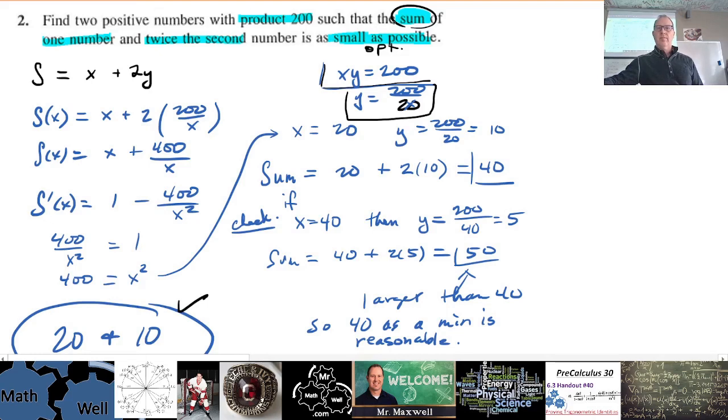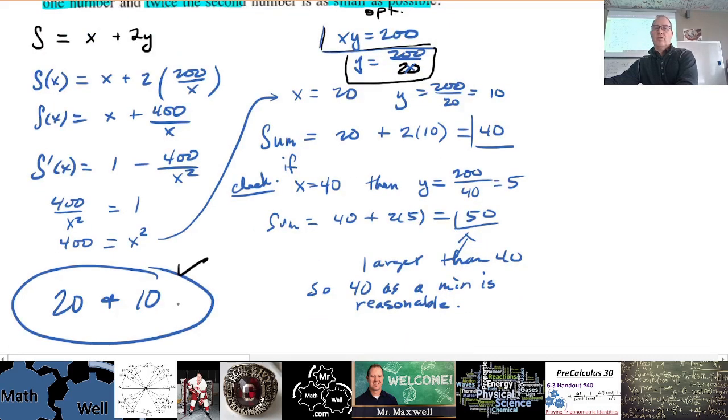And the sum, no, it doesn't ask for the sum. It says find such that the sum. So if you were asked to find the sum here, you could do 20 plus 2 times 10, which is 40. Now, it just says one number and twice the second. So yeah, the two numbers are 20 and 10.